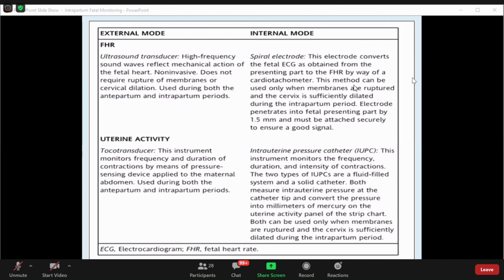Now, if we're doing it externally, for the fetal heart rate we would use a fetal heart rate Doppler. Again, after you do your Leopold's maneuvers, you know where the fetal back is. The fetal heart Doppler is placed on the maternal abdomen over where you have assessed the fetal back to be. To assess uterine activity externally, a tocotransducer is placed on the maternal abdomen.